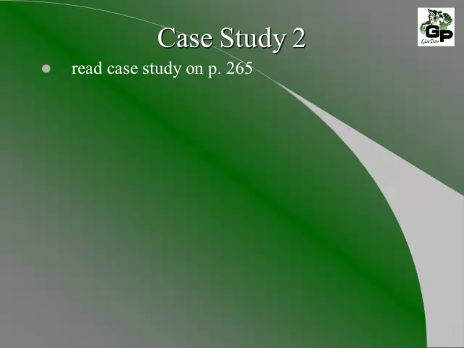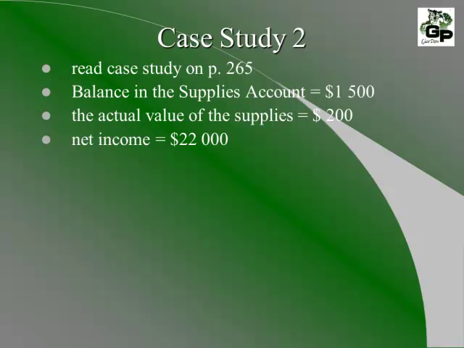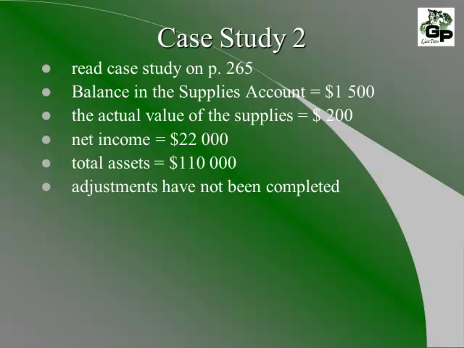To begin learning about adjustments, we will take a look at case study number 2. This can be found in your textbook on page 265. When we read case study 2, we can see that the balance in the supplies account is $1,500. However, the actual value of supplies after an inventory has been done is only $200. We see that the net income is $22,000 for this accounting period, and the total assets are worth $110,000. However, adjustments have not been completed.